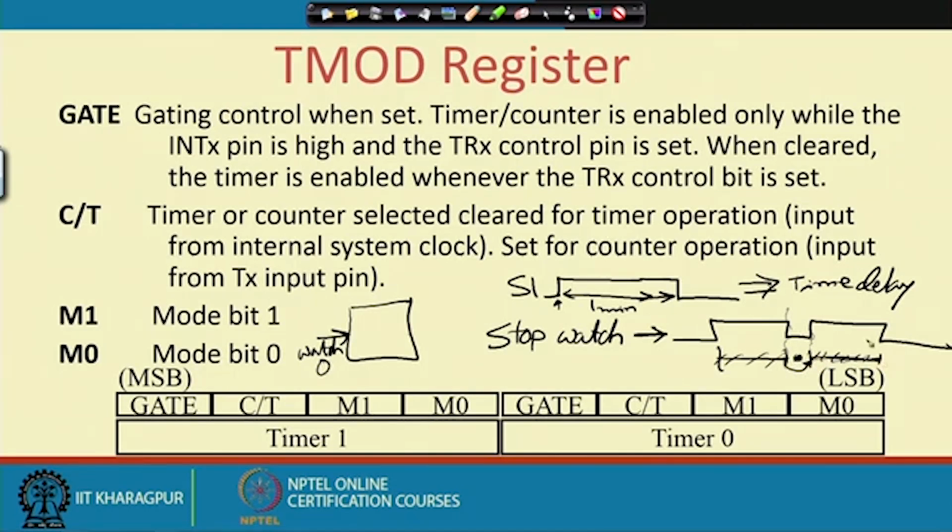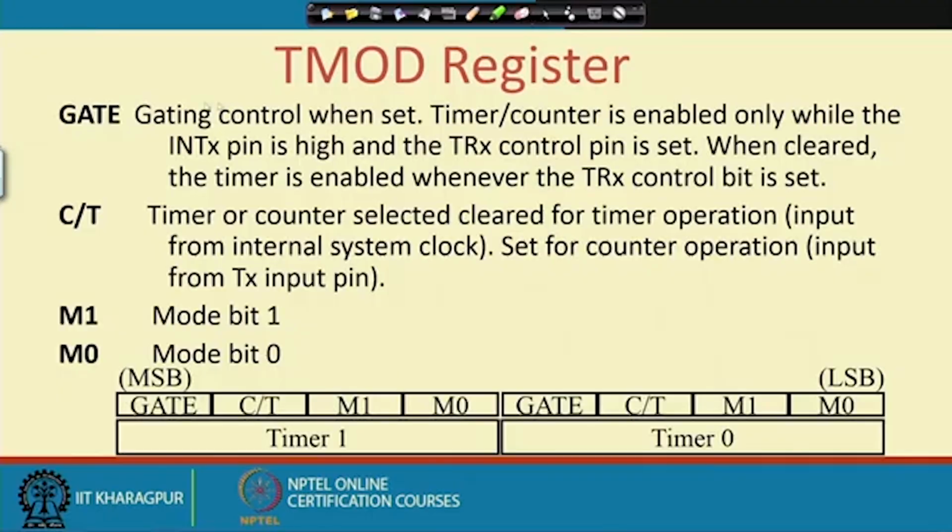So, this way we can have two different types of controls in the operation of the timer. In one case, the timer is controlled totally internally by the microcontroller, and in the second case the timer is controlled both by the external event and the internal controller. Accordingly, this differentiation is made by this gate.